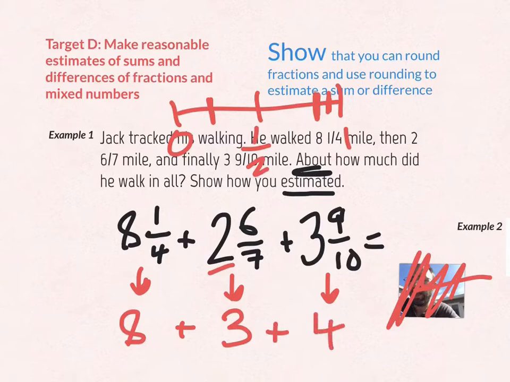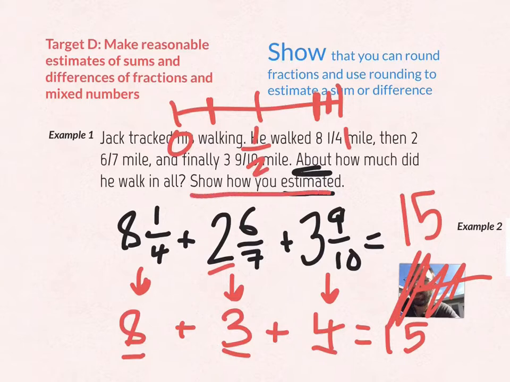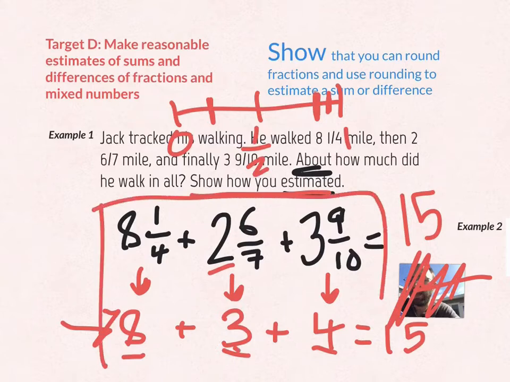So our estimate would look like this. What's 8 plus 3 plus 4? So 8 plus 3 is 11, plus 4 is 15. And our estimate would be 15. And you can see we have shown how we estimated like it asked us to. And this would be what your page should look like here, except maybe a little less messy.